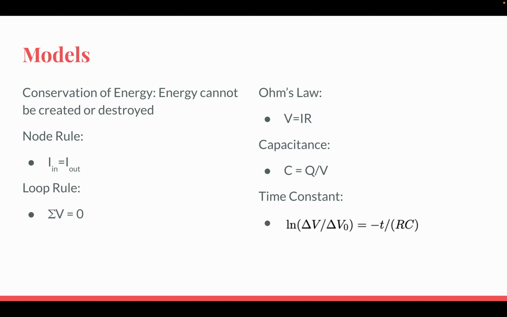So, models. First, conservation of energy means that energy cannot be created or destroyed. The node rule says that the current in is equal to the current out of the node. The loop rule says that the sum of the potential differences is equal to 0. Ohm's law says that V is equal to IR. Capacitance says that C is equal to Q divided by V. And the time constant says that the natural log of the potential difference at a point divided by the original potential difference is equal to negative t over RC.